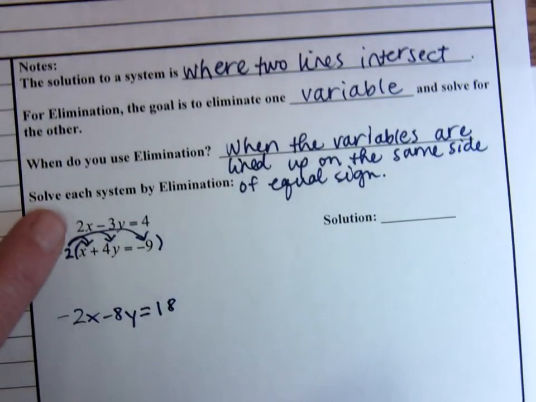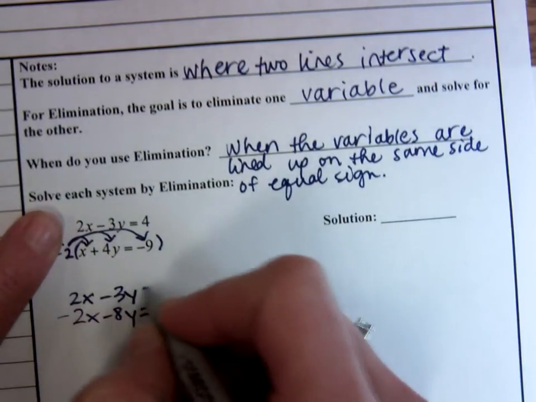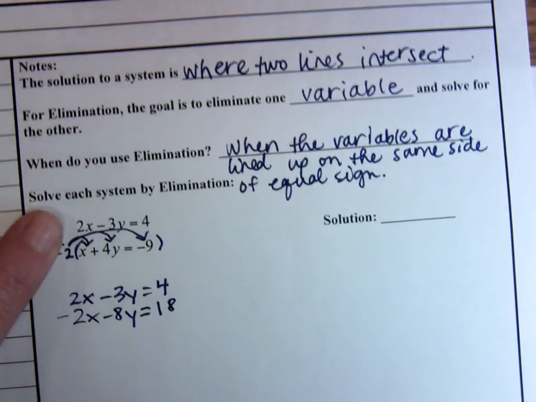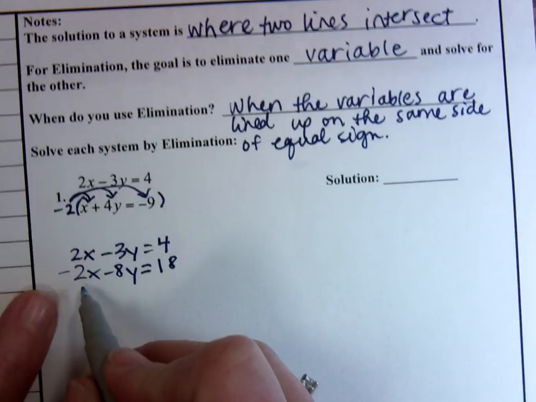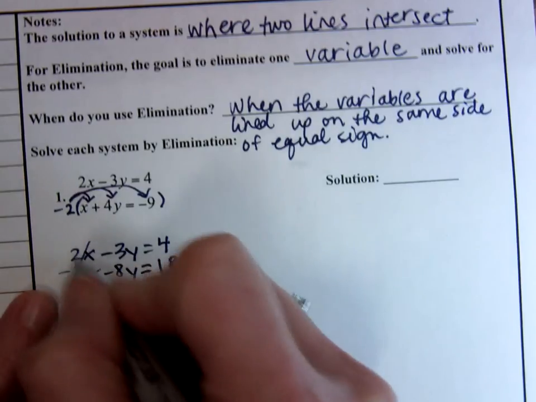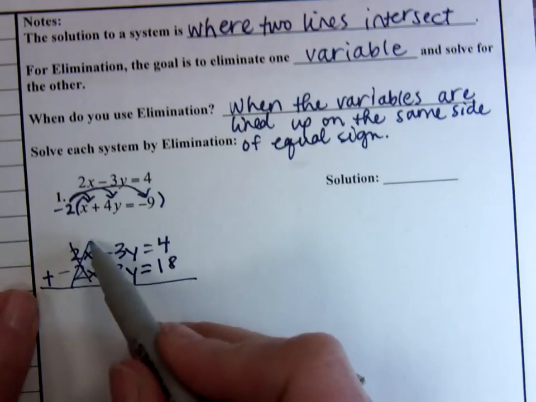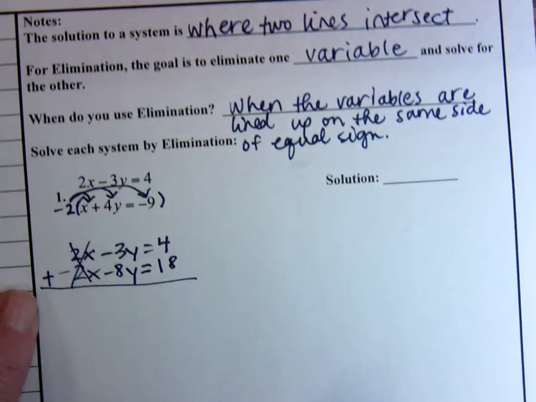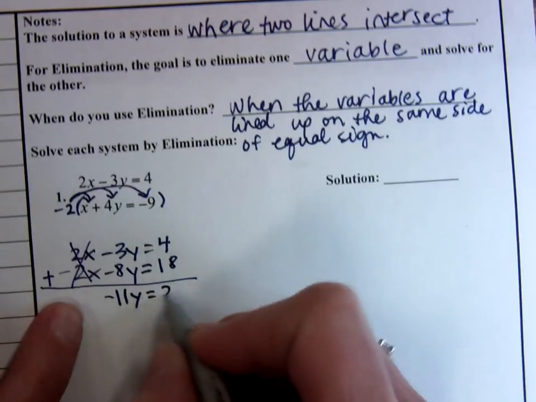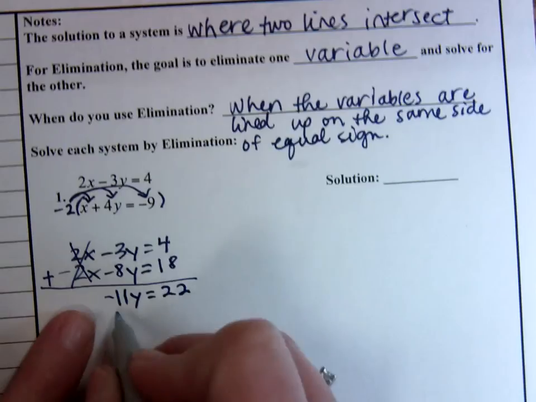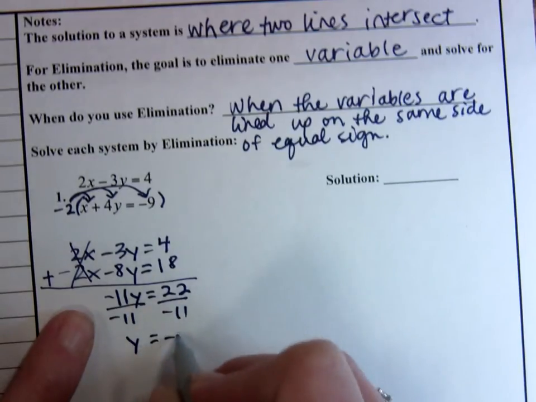Now we did not do anything with that top equation, so I'm going to leave it alone, but I'm going to rewrite it as the top equation. So now we have our new system of equations here. If you look at the x's, we have the ability to get rid of the x's now and add. So when we add the two equations together, the 2x and the negative 2x will go away. So then this would be a negative 11y when you add it, and this would be 22. Now we can divide by negative 11, and y is equal to negative 2.